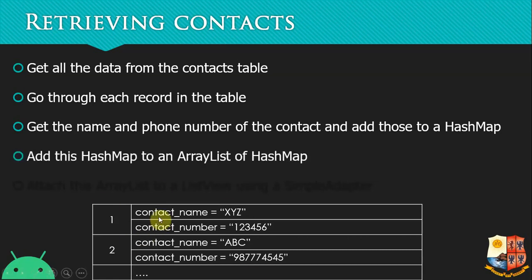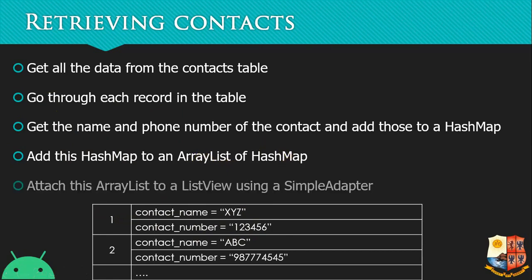I hope you can see this. When I go through each record in the table, I get the name and the number, and this value comes from the database. I put name is equal to XYZ, number is equal to 1, 2, 3, 4, 5, 6. And this is my third step. What is the fourth step? Add this hash map to an array list of hash map. That's what I'll be doing tomorrow. So you need to understand clearly what an array list is and what a hash map is before coming to tomorrow's class.